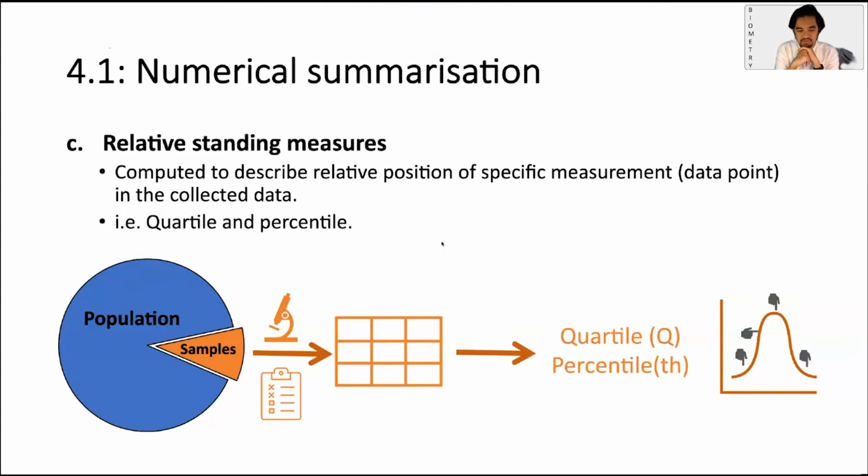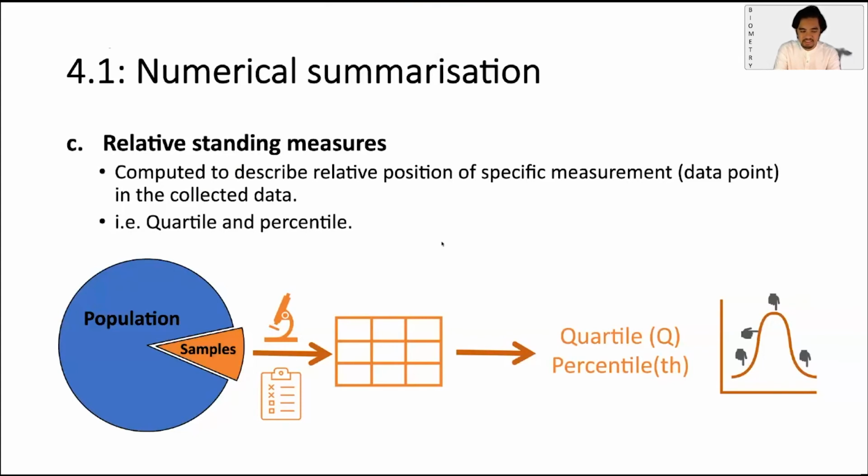So a relative standing measure is when you want to know which quartile, where they are located in your data. That particular point or value is located at which quartile or which percentile. The whole motivation when you calculate the relative standing measure is to describe the relative position of a specific measurement, a specific data point, in the data that you have collected.